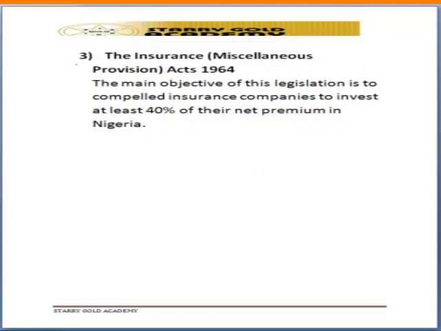The third one is the Insurance Miscellaneous Provision Act of 1964. The Nigerian Insurance Miscellaneous Provision Act. The main objective of this legislation is to compel insurance companies to invest at least 40% of their net premium into the Nigerian economy. Of their net, that's after tax, it must be invested into the Nigerian economy. This is mainly to reduce capital flight.